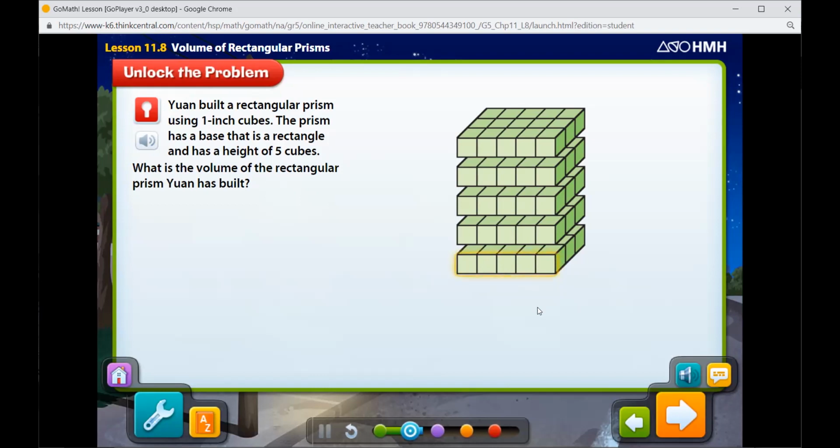Okay, tell me the length. The length is 1, 2, 3, 4, 5. The height is 1, 2, 3, 4, 5. And the width is 1, 2, 3. Do you agree to this?